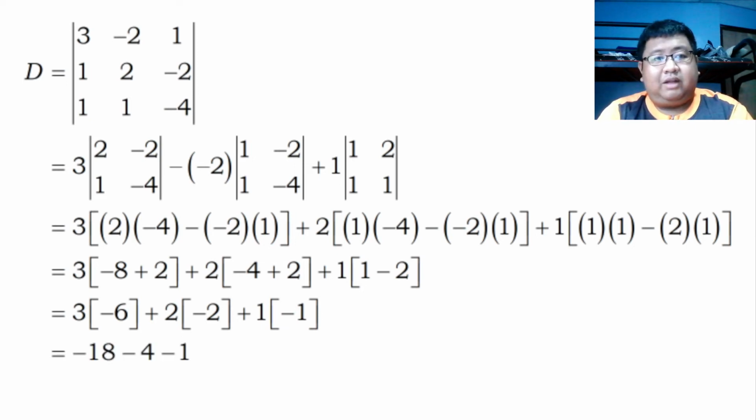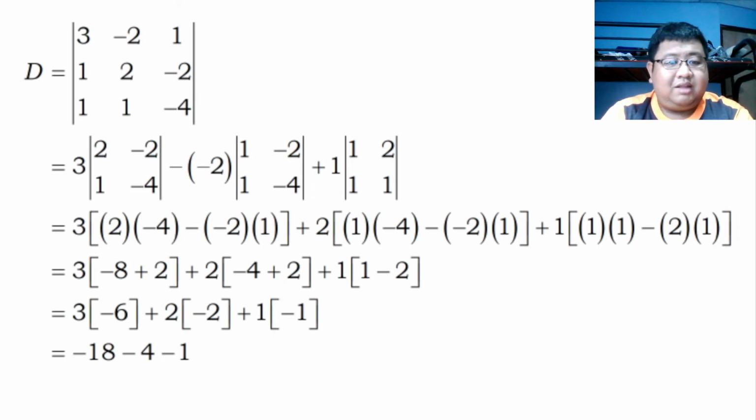Of course, you do the products now. PEMDAS, remember. Multiplications and divisions first, followed by the additions and subtractions. 3 times negative 6, that's negative 18. 2 times negative 2 is negative 4. And then 1 times negative 1 is negative 1.